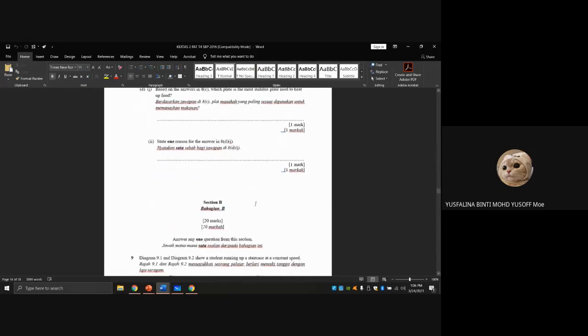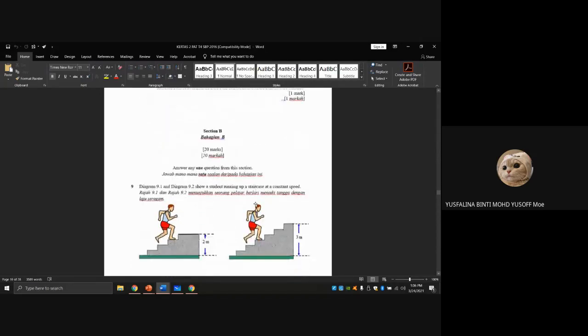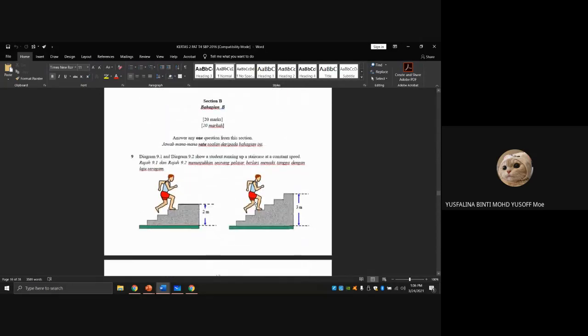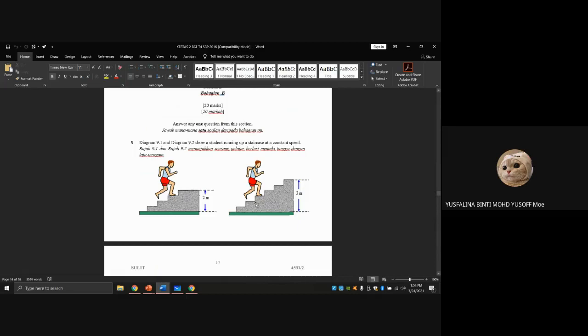Then the essay part is Section B. In Section B you can choose one from 2 questions, number 9 and number 10. Usually question number 9 is a Form 4 chapter and question number 10 comes from a Form 5 chapter, so you can choose which one you want to answer.